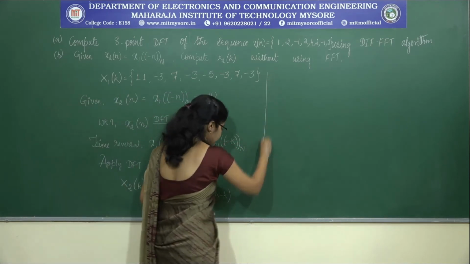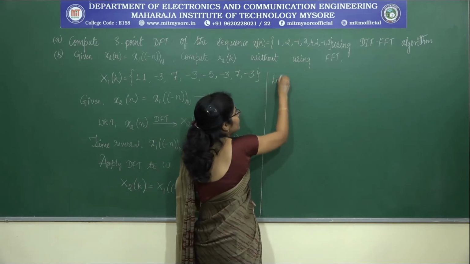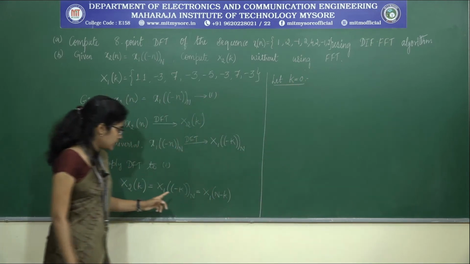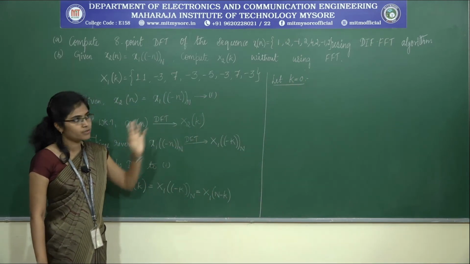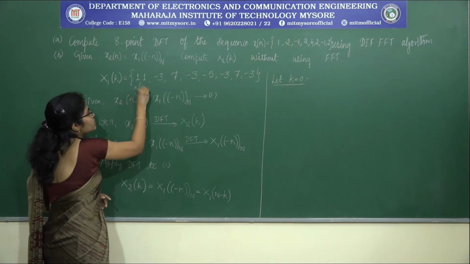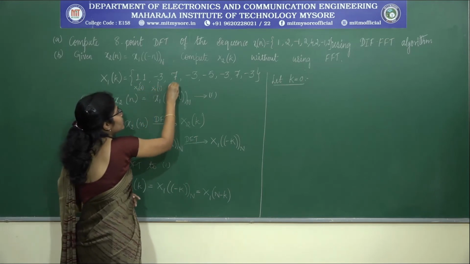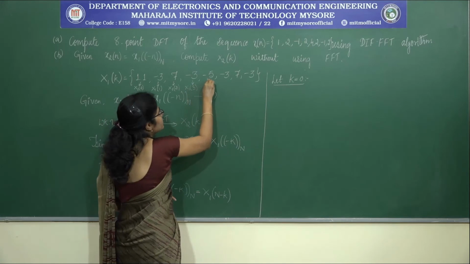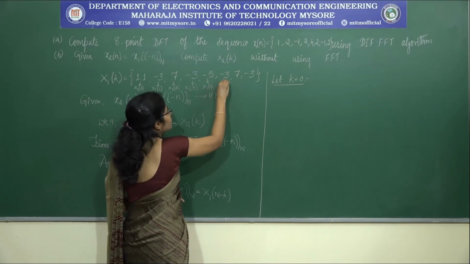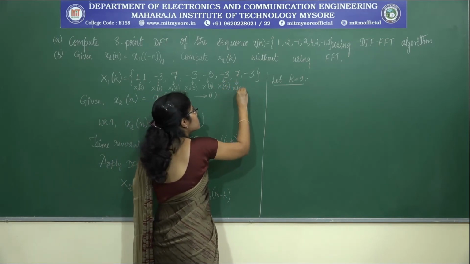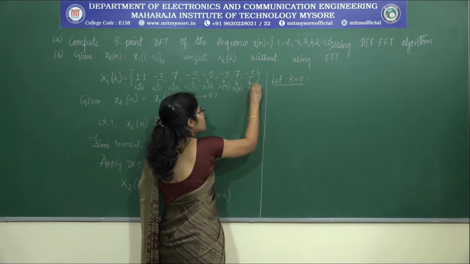Okay. So first, let the value of k be equal to 0. We all know k ranges from 0 to n minus 1. So the first value is 0. So this is our x1 of 0. This is x1 of 1. This is x1 of 2. This is x1 of 3, x1 of 4, x1 of 5, x1 of 6. This is x1 of 7.